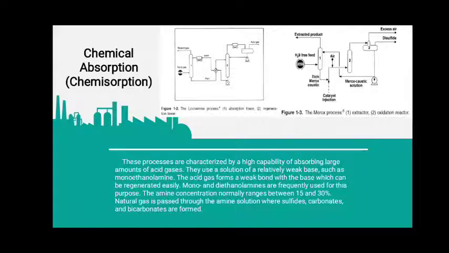The amine concentration normally ranges between 15 and 30%. Natural gas is passed through the amine solution where sulfides, carbonates, and bicarbonates are formed. So in this method, we use a weak base which can bond with acid gases.